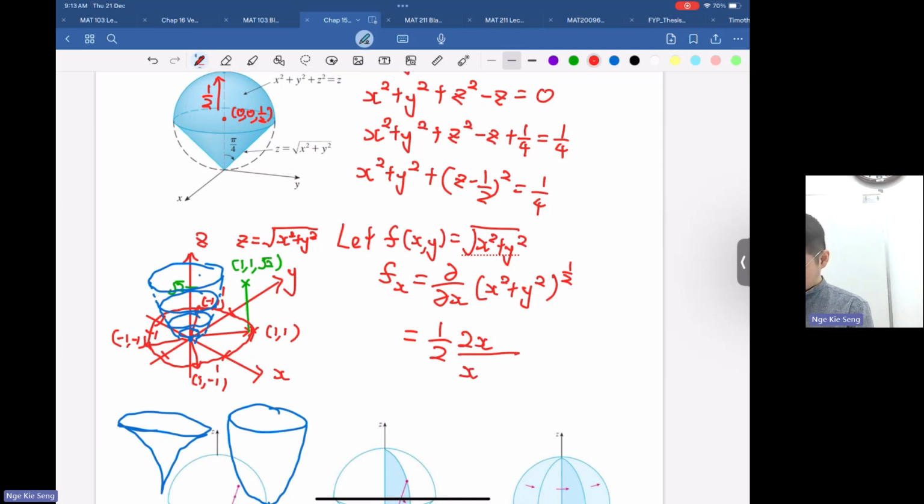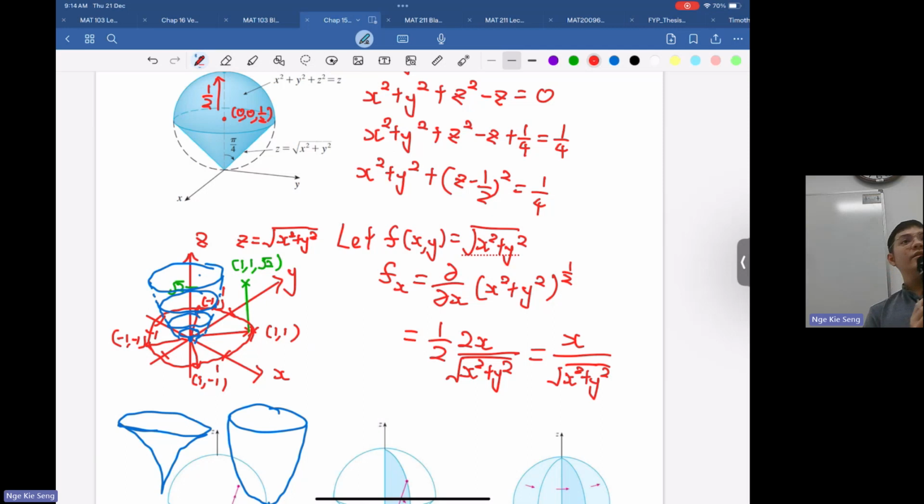Over the square root of x squared plus y squared. Is it equal to x over the square root? This is useful. Y equals 0. What do you mean? You mean if you want to fix a plane, is it? Let's fix a plane.